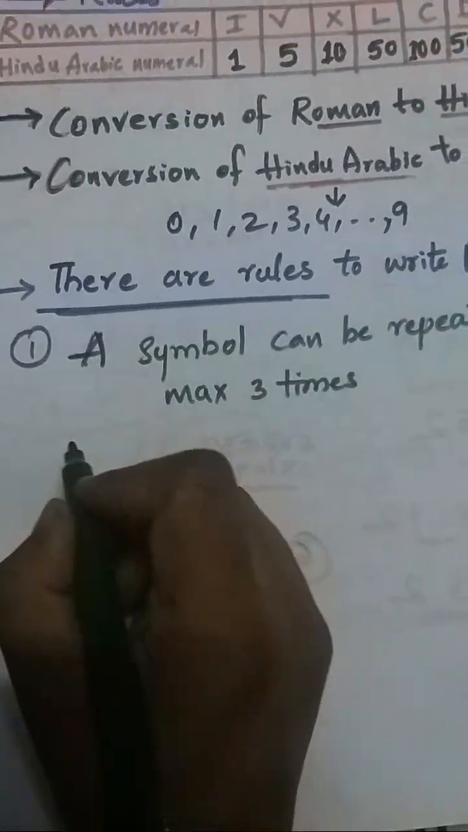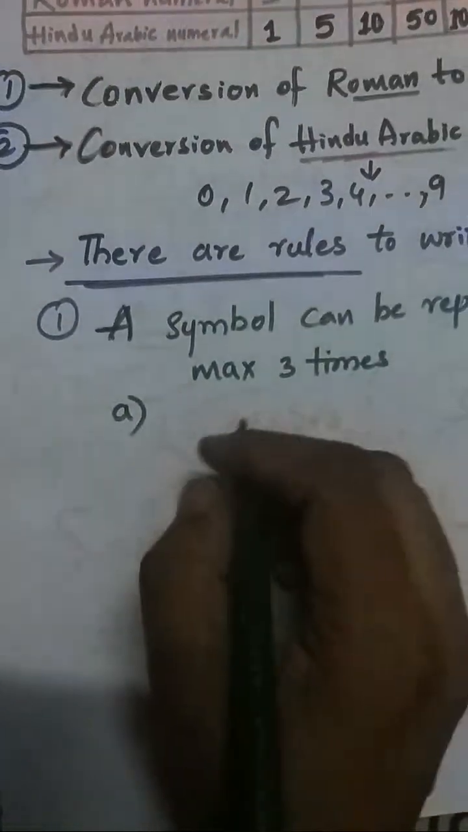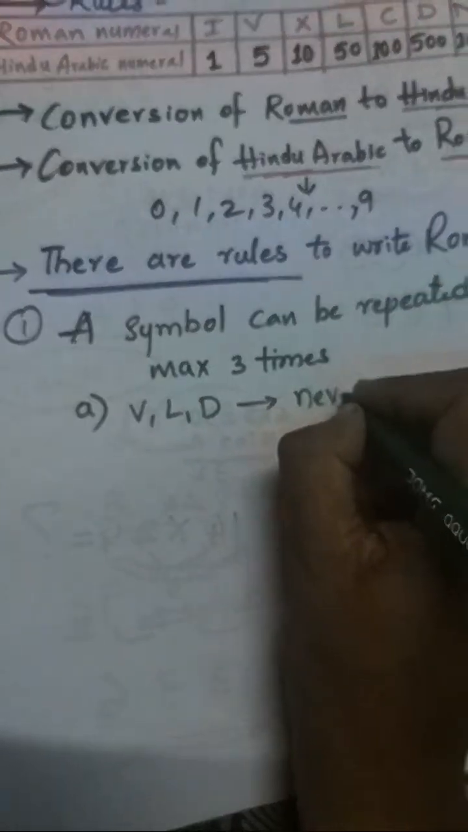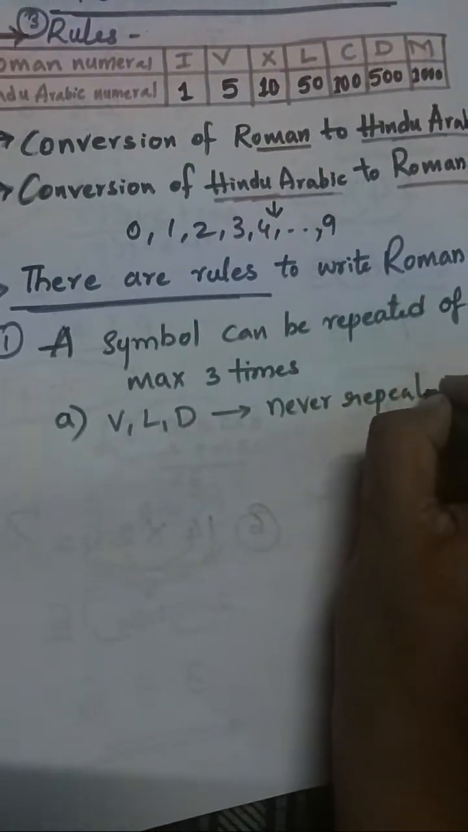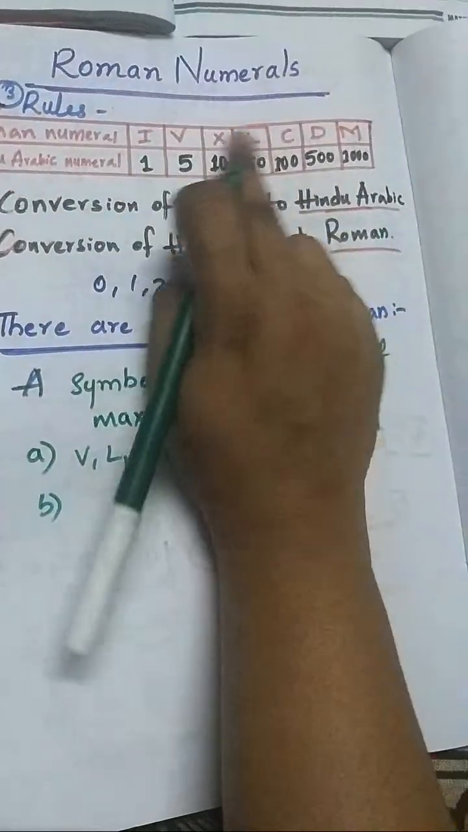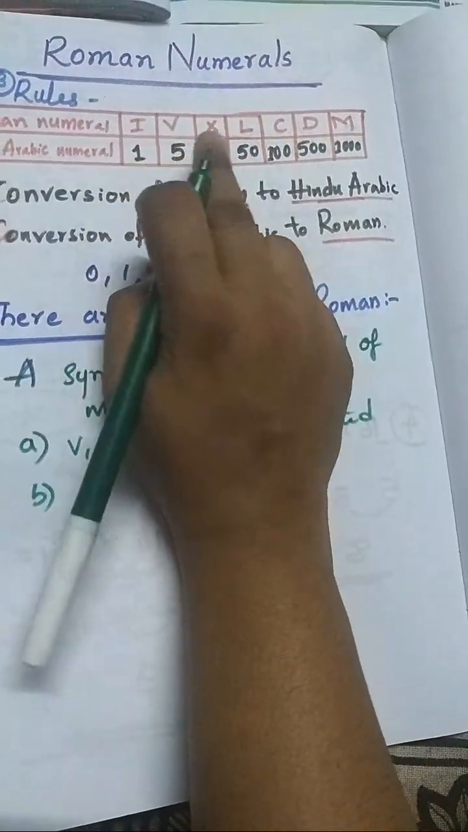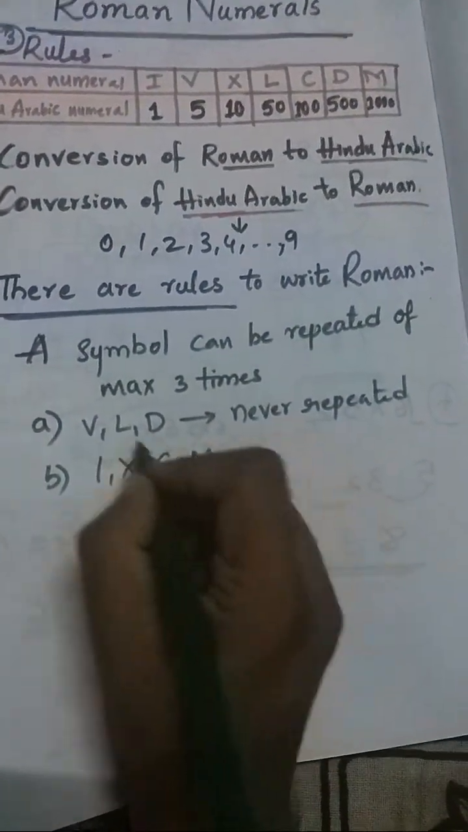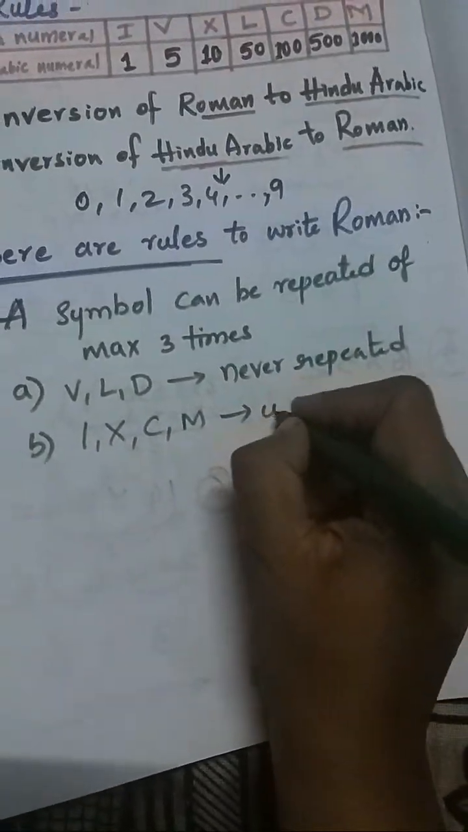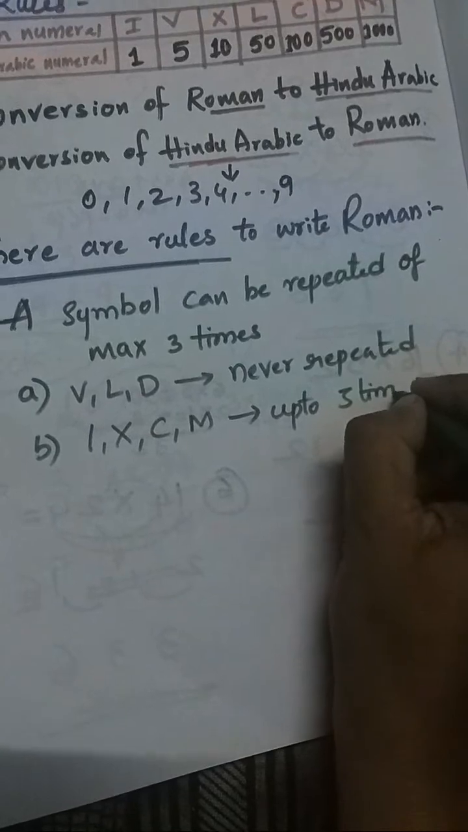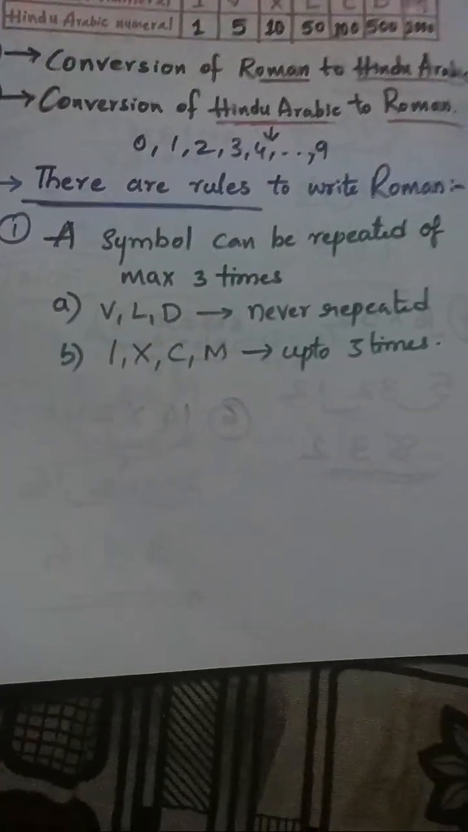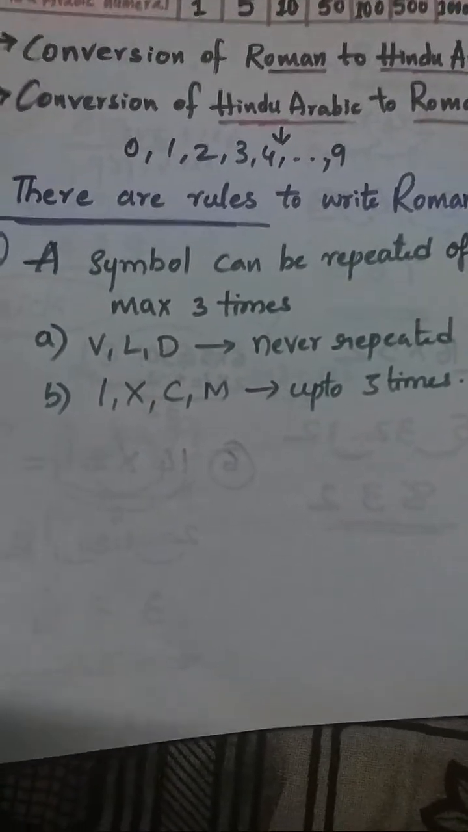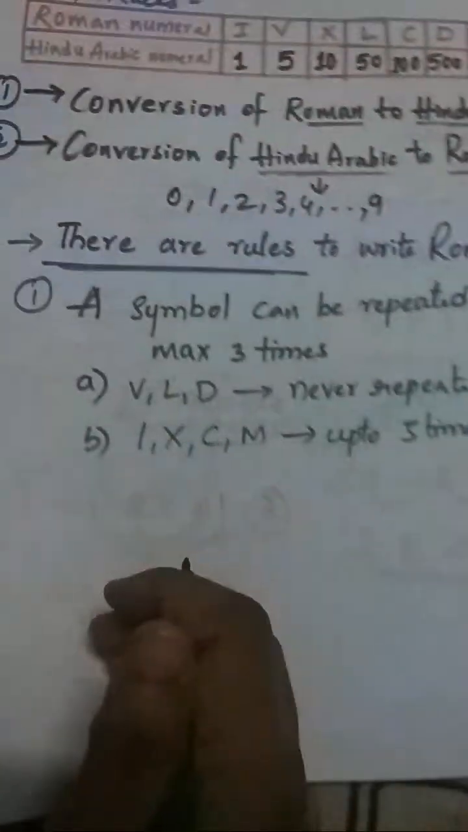There are some numbers which are never repeated: V, L, D are never repeated. The remaining symbols, I, X, C, M, are repeated up to 3 times. Like this, one rule is completed here: a symbol can be repeated a maximum of 3 times. V, L, D are never repeated, and I, X, C, M can be repeated up to 3 times.